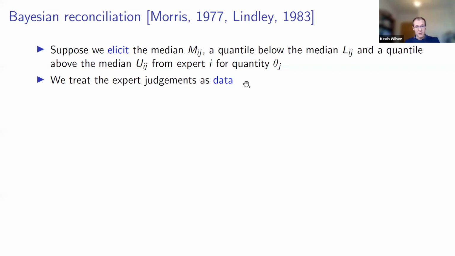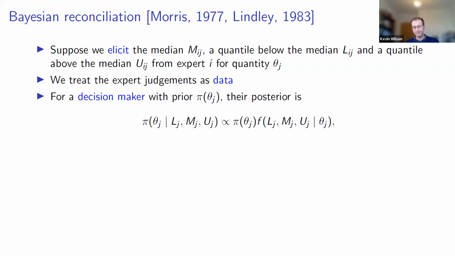In Bayesian aggregation or Bayesian reconciliation, what we do is we treat each of these quantities specified by the experts as data. We treat them as data, so they're information, and we treat them as data as if we've observed them. So we're observing what the experts say. And if we do that, then we can use Bayes' theorem in order to combine the judgments from the different experts.